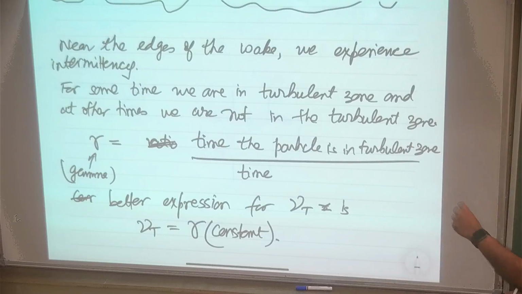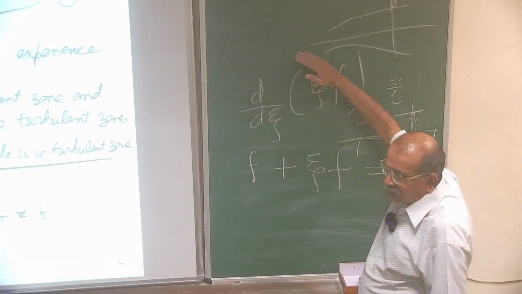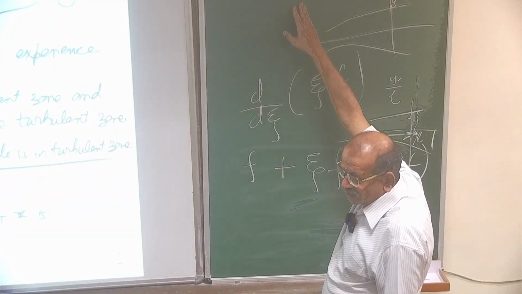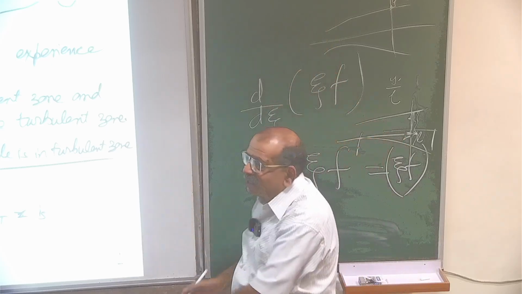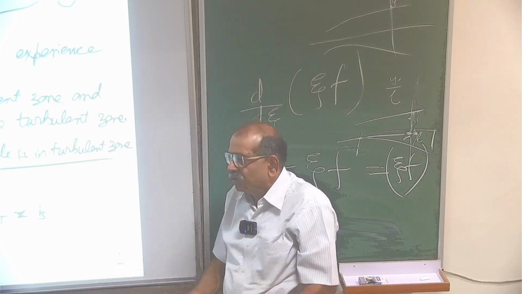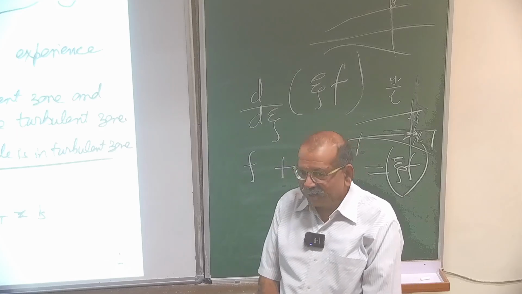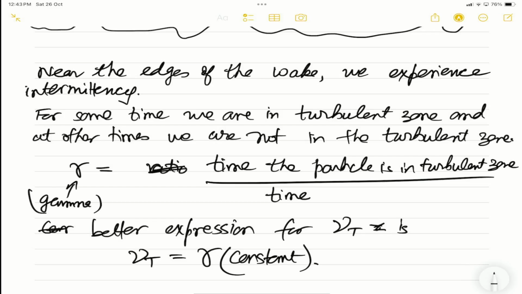Okay? And here also, because we are at the edge of the boundary layer or the edge of the wake, there is a turbulent wake outside which the flow is laminar. Because we are at the boundary of these two zones, that is where the intermittency comes in. If you are totally in the laminar zone or totally in the turbulent zone, there is no question of intermittency.